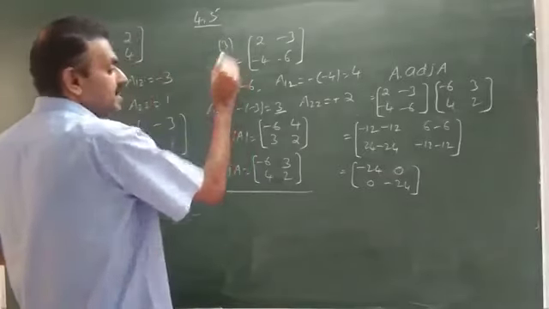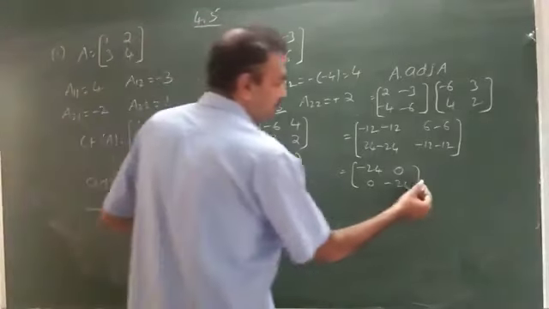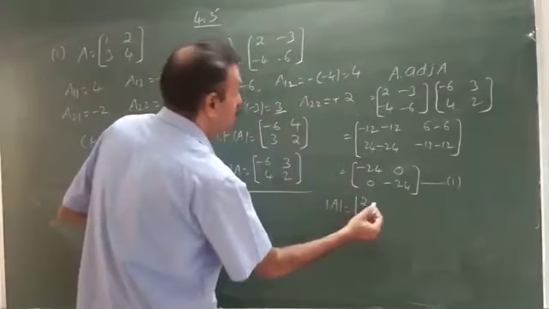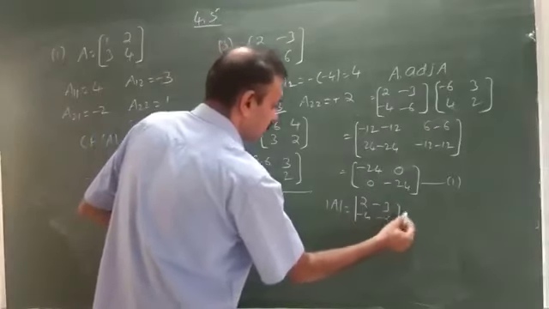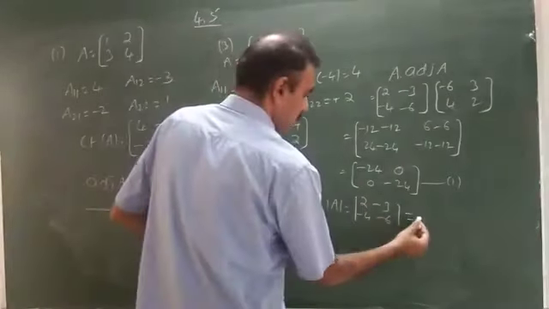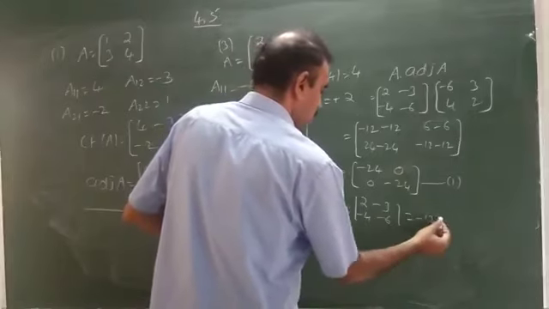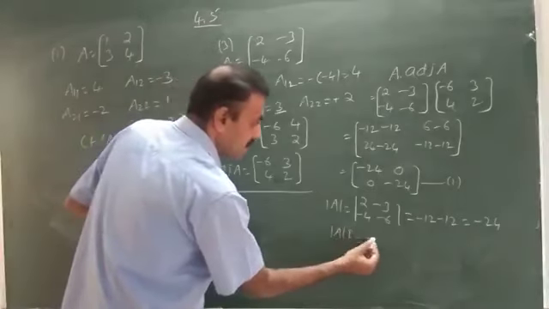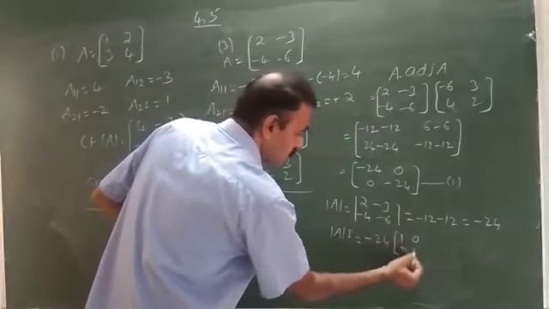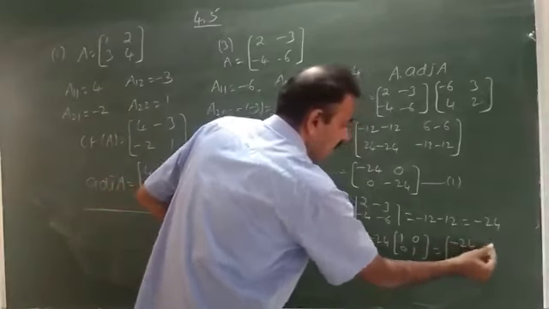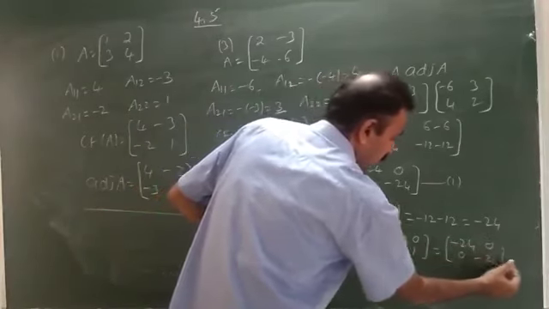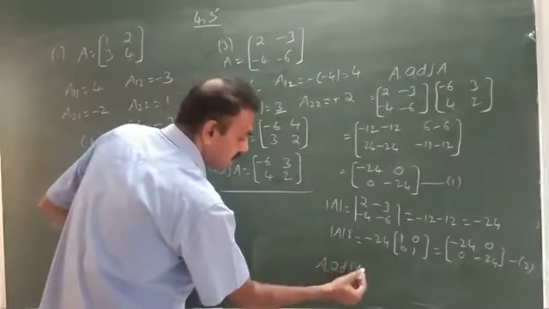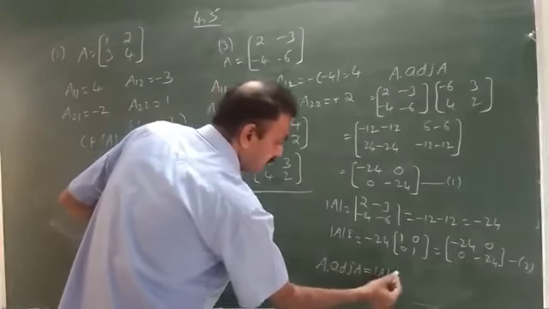Let us find out. Suppose we are taking it as A, let us take determinant A. What is determinant A for that? 2 minus 3 minus 4 minus 6, you will be getting minus 12 minus 2. It's minus 24. What is determinant A into I? Minus 24 into I, where I is 1001, which is minus 24, 0, 0, minus 24. Call this as 2. So hence we get A into adjoint A is equal to determinant A into I.